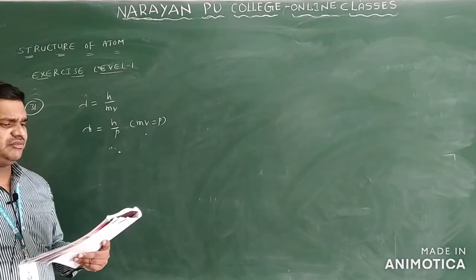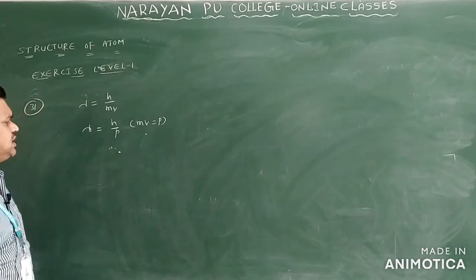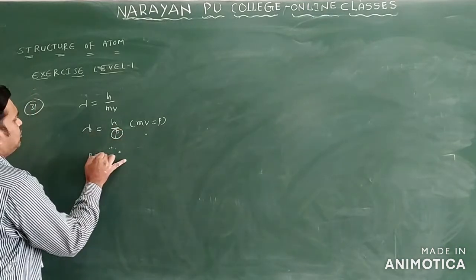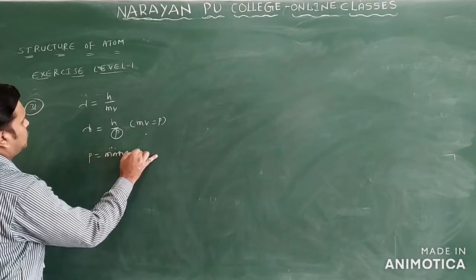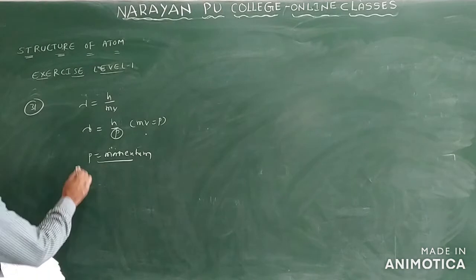So the de Broglie wave relationship of wavelength is associated with the motion of the electron, that is, the momentum. So what is rho here? Rho is equal to momentum. What answer will we take? Option 3.